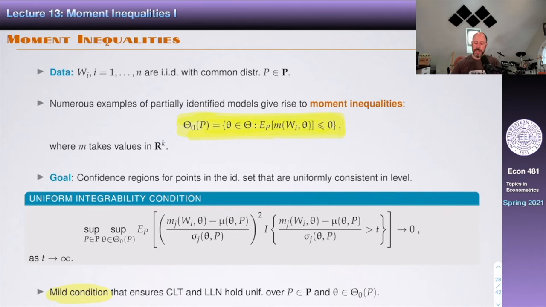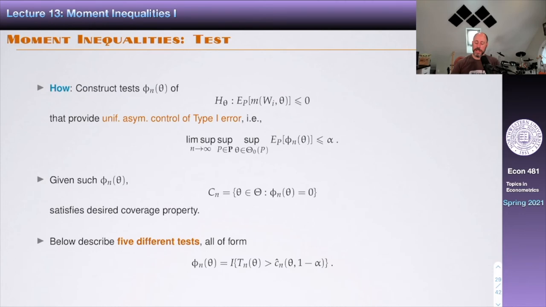So what is a moment inequality test? We're going to construct a test for the null hypothesis that theta belongs to the identified set, or in other words, that theta is such that the expected value of this moment is less than or equal to zero. And what we want is that our test controls uniform asymptotic size, like this, where we have the limsup of the sup of the sup of the rejection probability. Given such tests, we do test inversion and we get the confidence set. What we're going to do today and next week is consider 5 different tests of this form, and they're all going to take this form. The differences are going to be in the critical value. The test statistic we're going to keep the same.